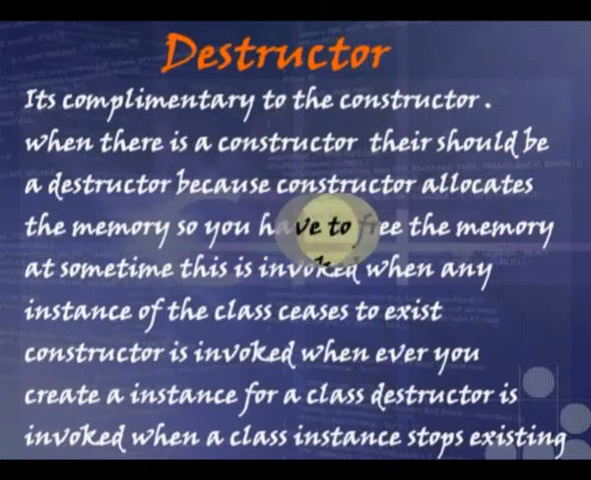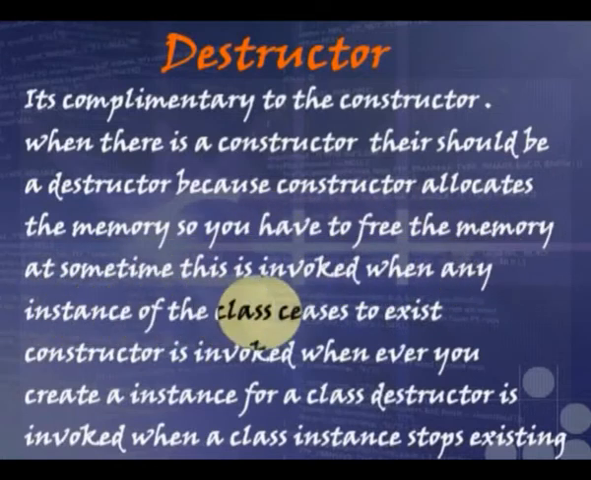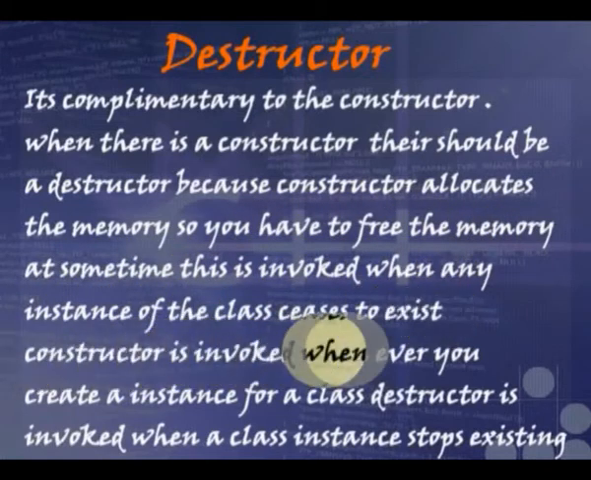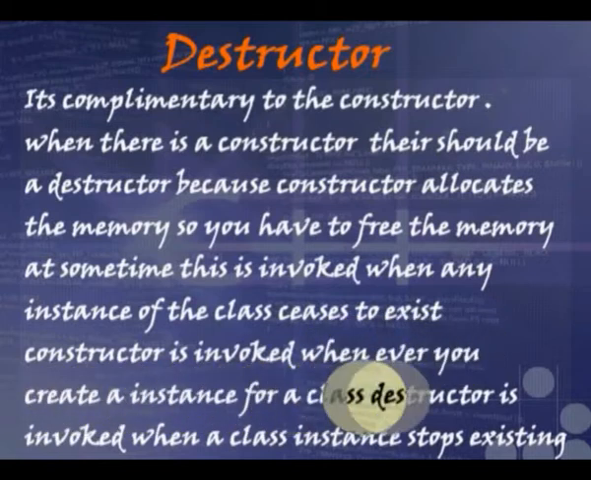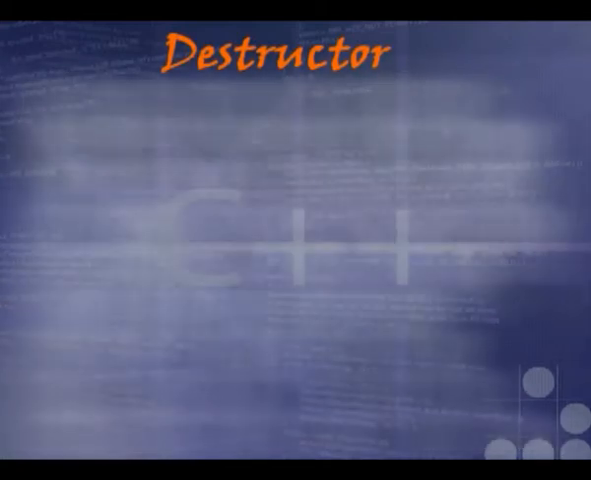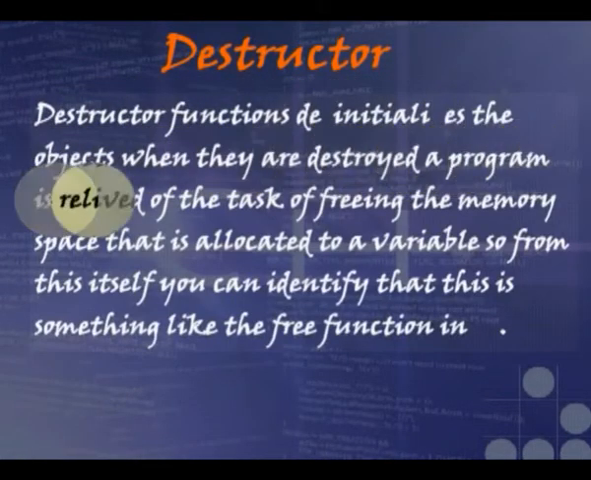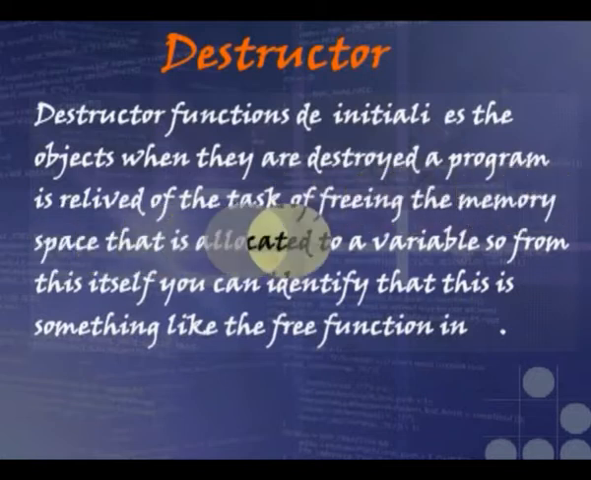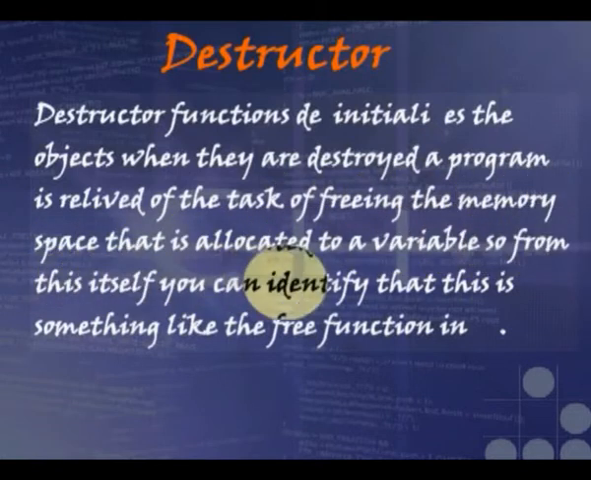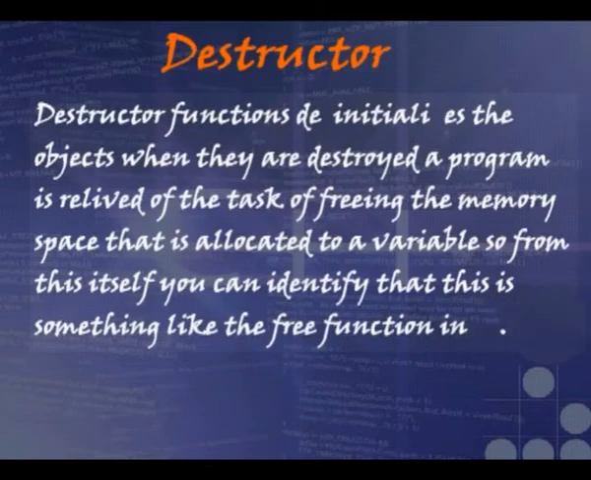This is invoked when any instance of the class ceases to exist. A constructor is invoked whenever you create an instance of a class. A destructor is invoked when a class instance stops existing. Destructor functions de-initialize the objects when they are destroyed. A programmer is relieved of the task of freeing the memory space that is allocated to a variable. So, from this itself you can identify that this is something like the free function in C.